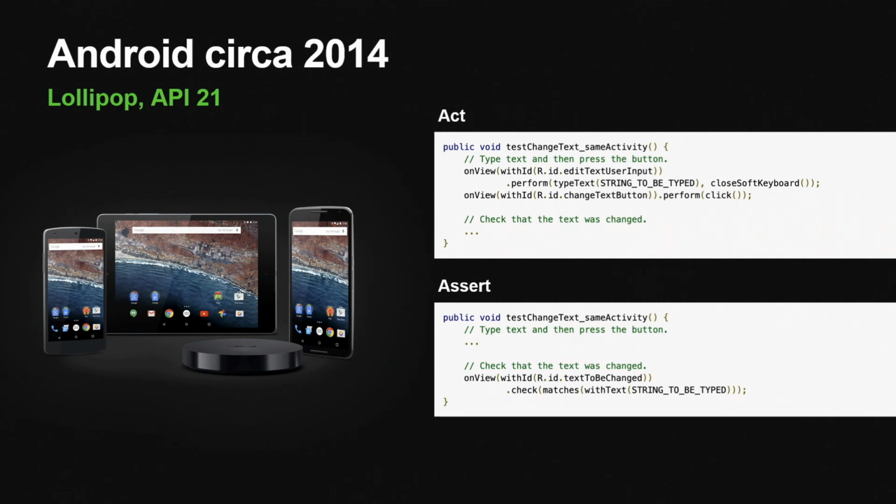We just know that we're looking for an ID, in this case with change text button, and performing a click action on it. After the fact, we can then look up some other view and then check that it matches the assumptions that we're sort of making. And that's what an Espresso test still looks like to this day.